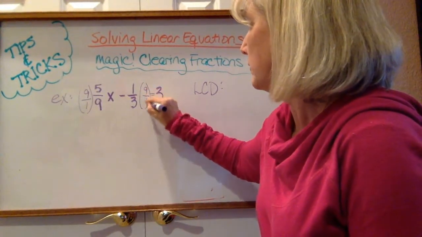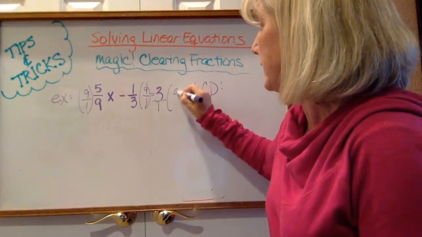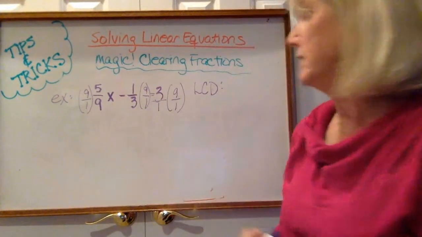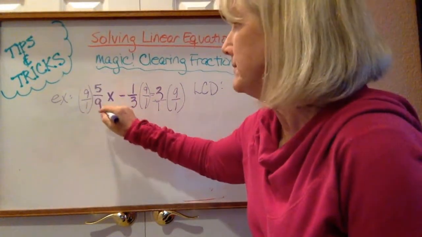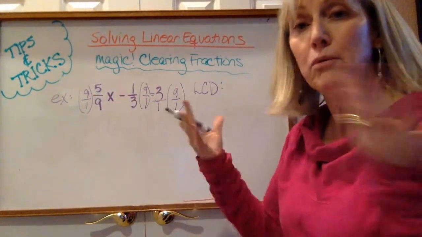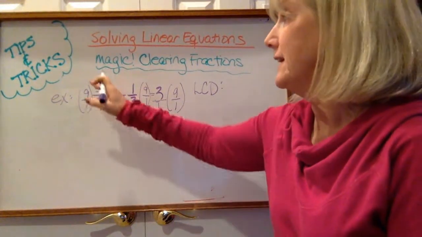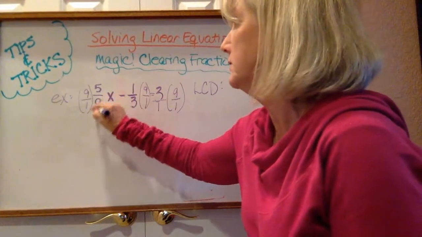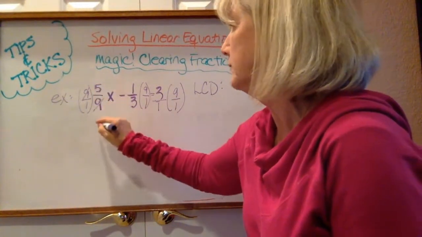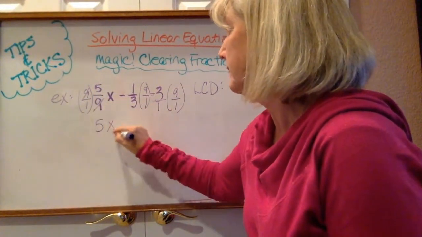Then I'm going to multiply this times 9 over 1, and then multiply this times 9 over 1, because we start out with a bunch of fractions. So what happens here is all the denominators, poof, go away, because they go in evenly to this common denominator of 9. So 9 goes into 9 evenly, and we're just left with 5x.